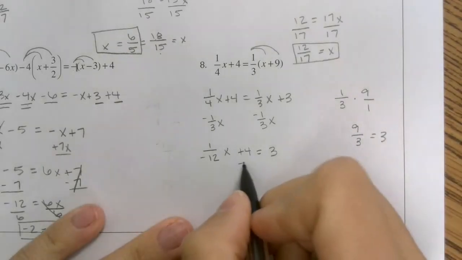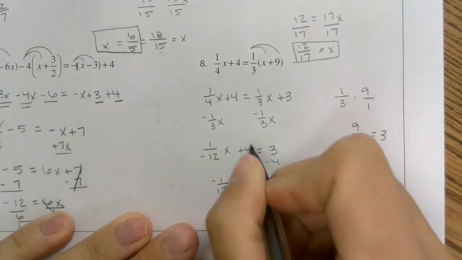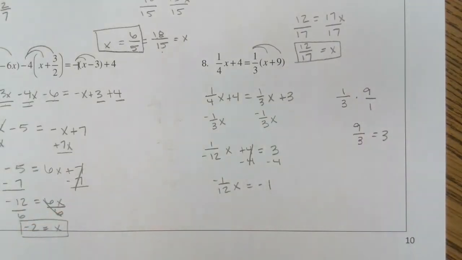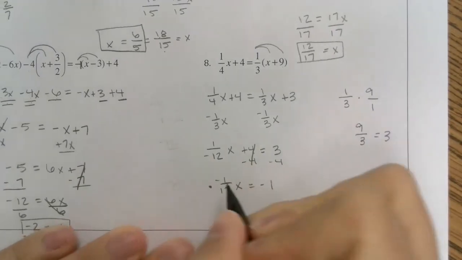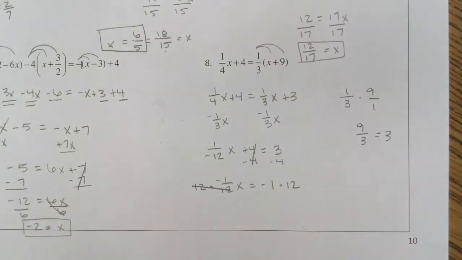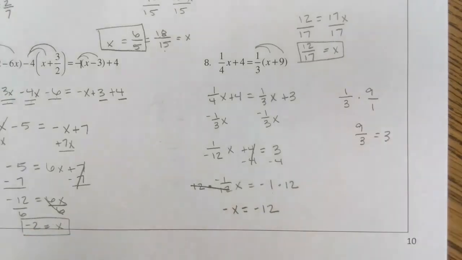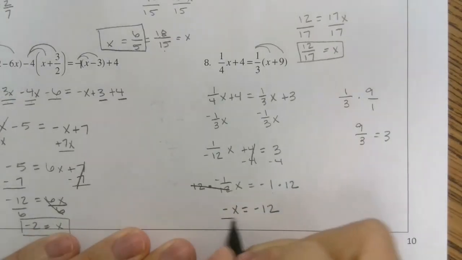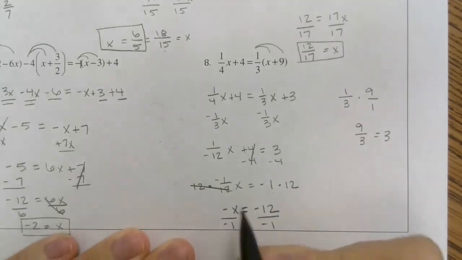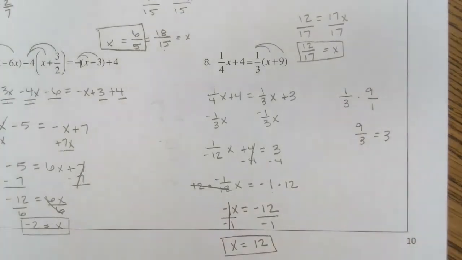Okay, subtract 4. Okay, now this one, we would multiply by 12. We've got to get rid of that fraction. So we're left with -x equals -12. And then we want to get rid of that negative. So remember, negative in front is like having a -1. So we can divide that out. So we end up with a +12.